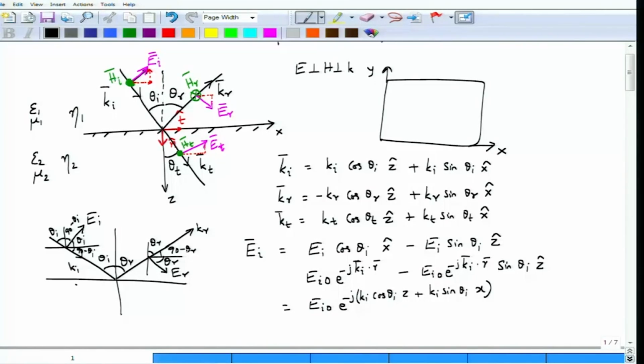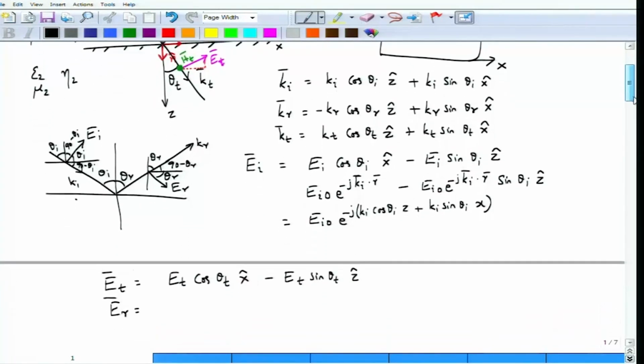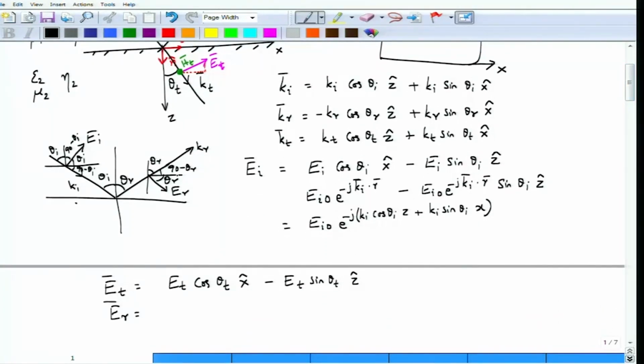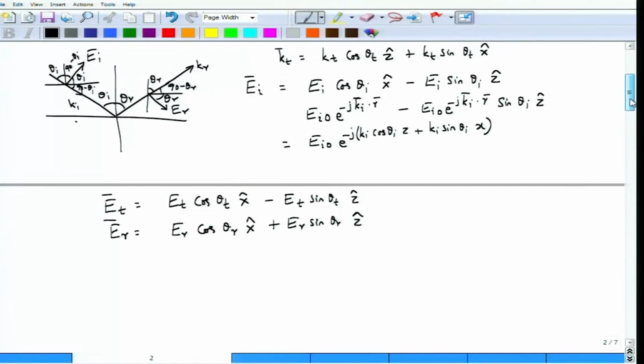So what are the components for Er I have? Er will be Er cos theta r along x, Er sin theta r. So you will actually have Er cos theta r along x, but for z it would be positive, it would be plus Er sin theta r z. Alright, so we have three components here, Ei, Et and Er. Next what we need to do is to apply boundary conditions.